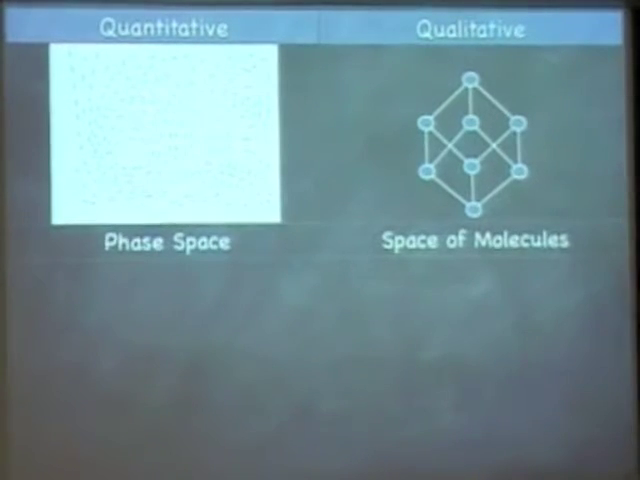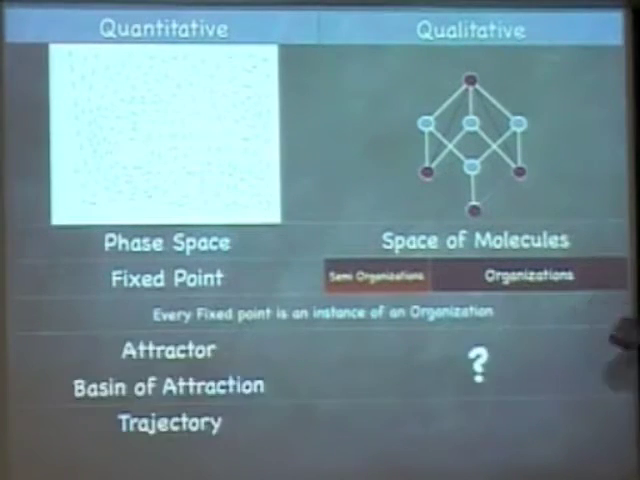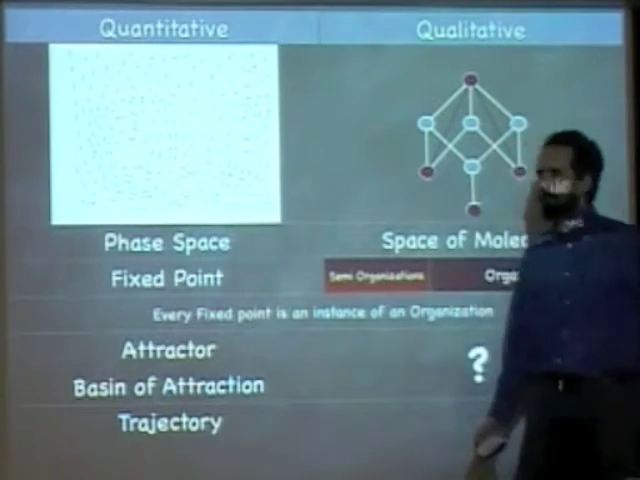So, okay, phase space, space of molecules. Fixed points is equivalent to organizations. Every fixed point is an instance of an organization. Now we go to the next one. Attractor, basin of attraction, and then we're going to go to the trajectory.